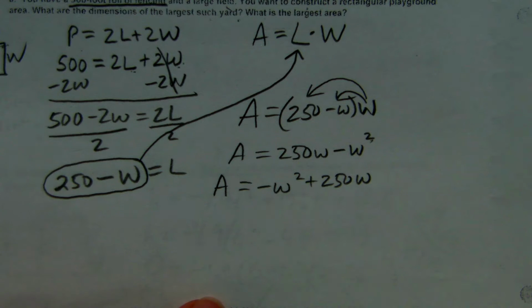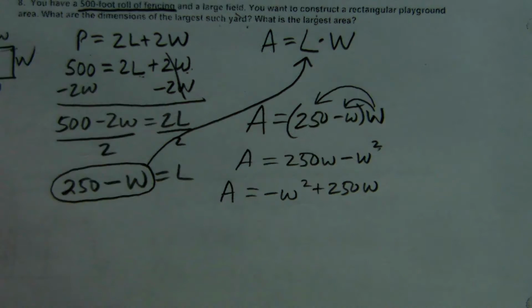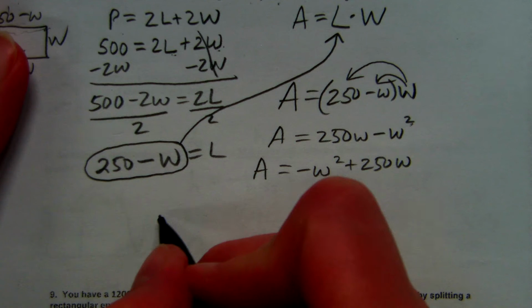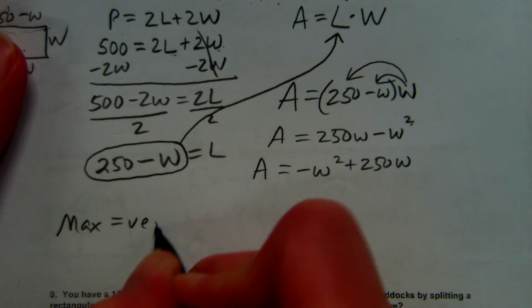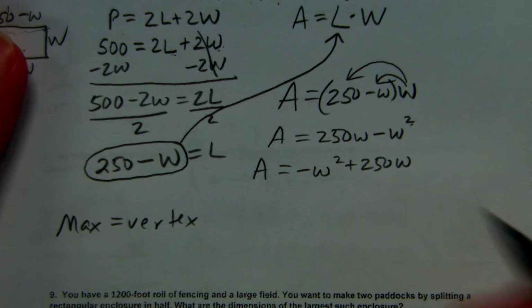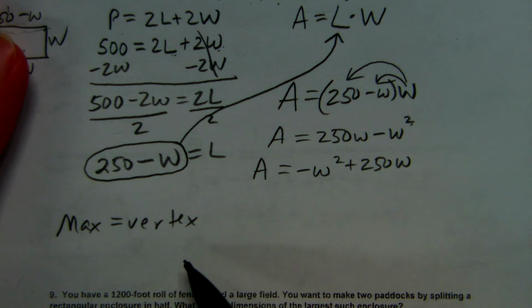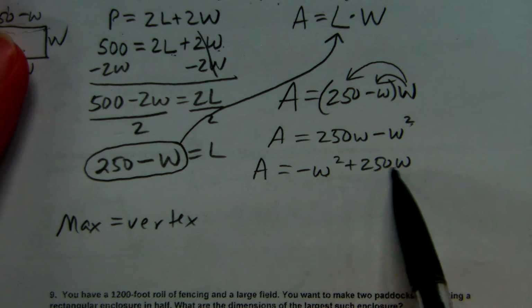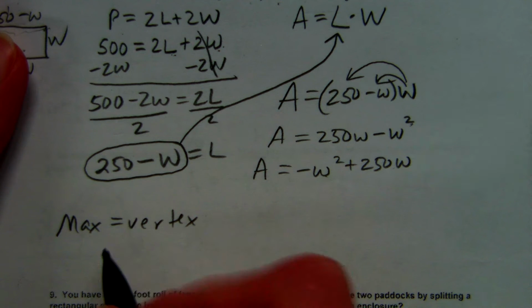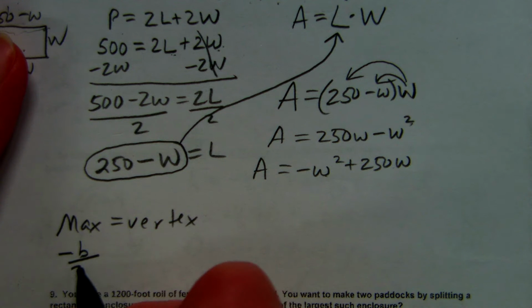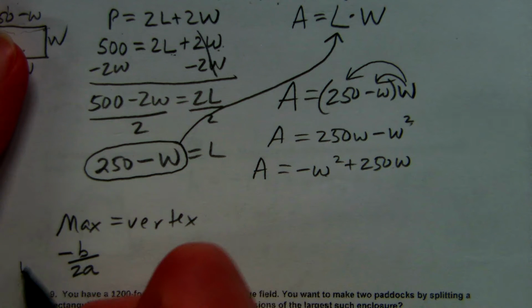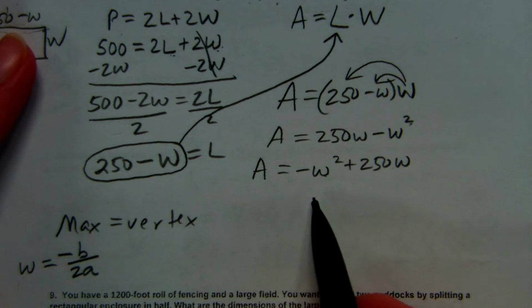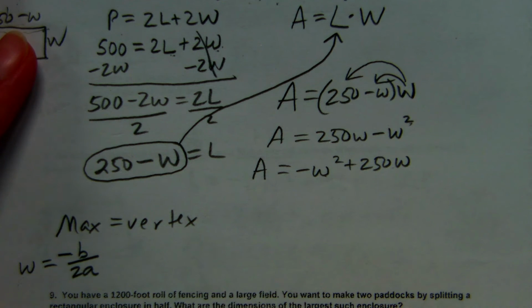So, to find the vertex, so our maximum point. Our maximum is going to be the vertex. And so we're going to use the formula x equals negative b over 2a. We're using w, same thing. So we're going to do negative b over 2a. And that's actually going to be w, which is our width, instead of x. But it's the same idea when we were using x before.